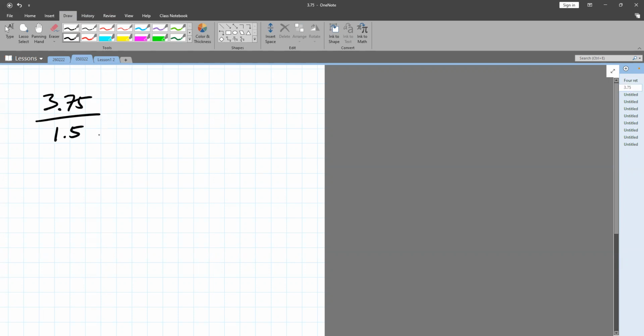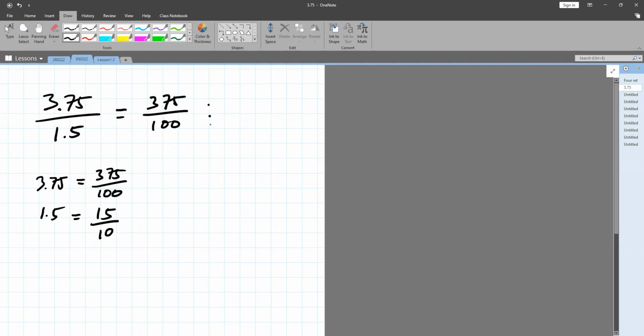Instead of multiplying them by 100 like what you did before, you can do it differently. If you have a decimal like 3.75, basically 3.75 is like 375 divided by 100. Now 1.5 is 15 divided by 10, right? So now look at this. When you have 3.75 divided by 1.5, that is also the same as 375 divided by 100.